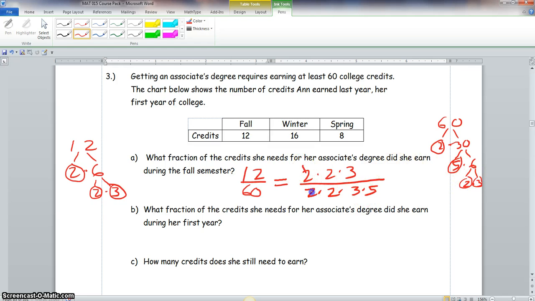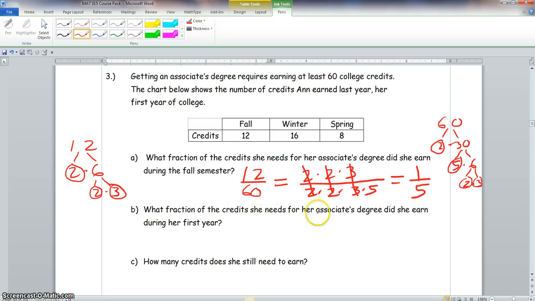So now we simplify. We have 2 sets of 2's and 1 set of 3's. Now since everything's simplified from the numerator, that's 1. And your denominator is whatever's left in your denominator. So it's 1/5. Now we go to B.